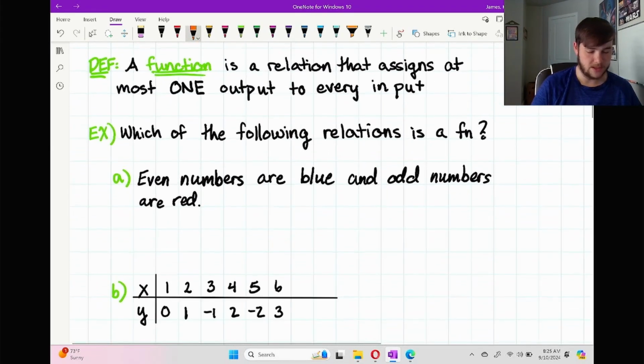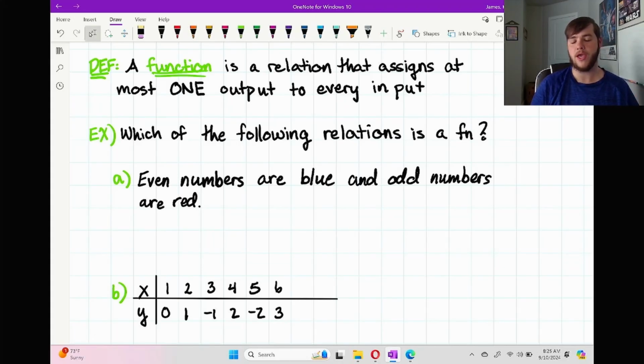So you're probably wondering, great, you said this video was on functions, but we're talking about relations. What's the difference? Well, a function is a special kind of relation that assigns at most one output to every input. Typically we're used to seeing this in the context of numbers, but a relation just relates inputs to outputs. So it could be something like part A. Even numbers are blue and odd numbers are red.